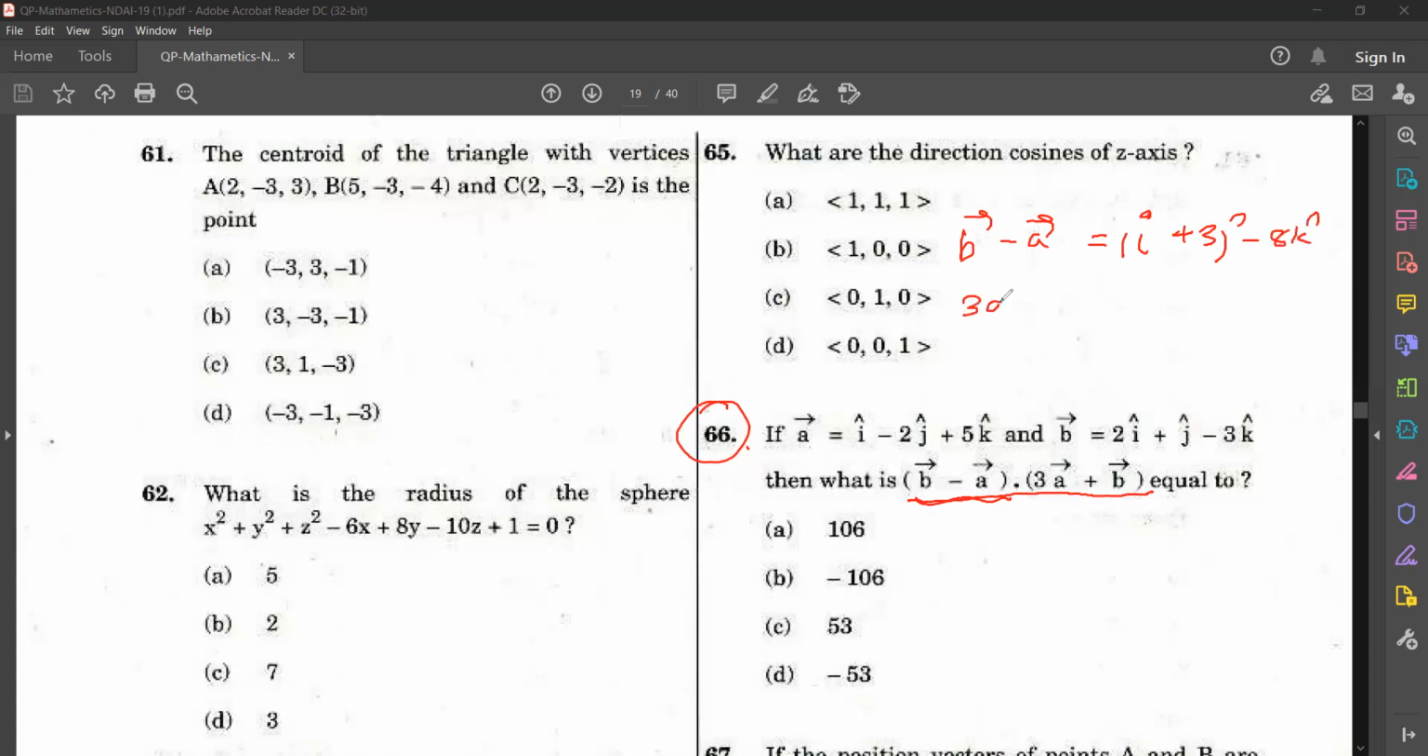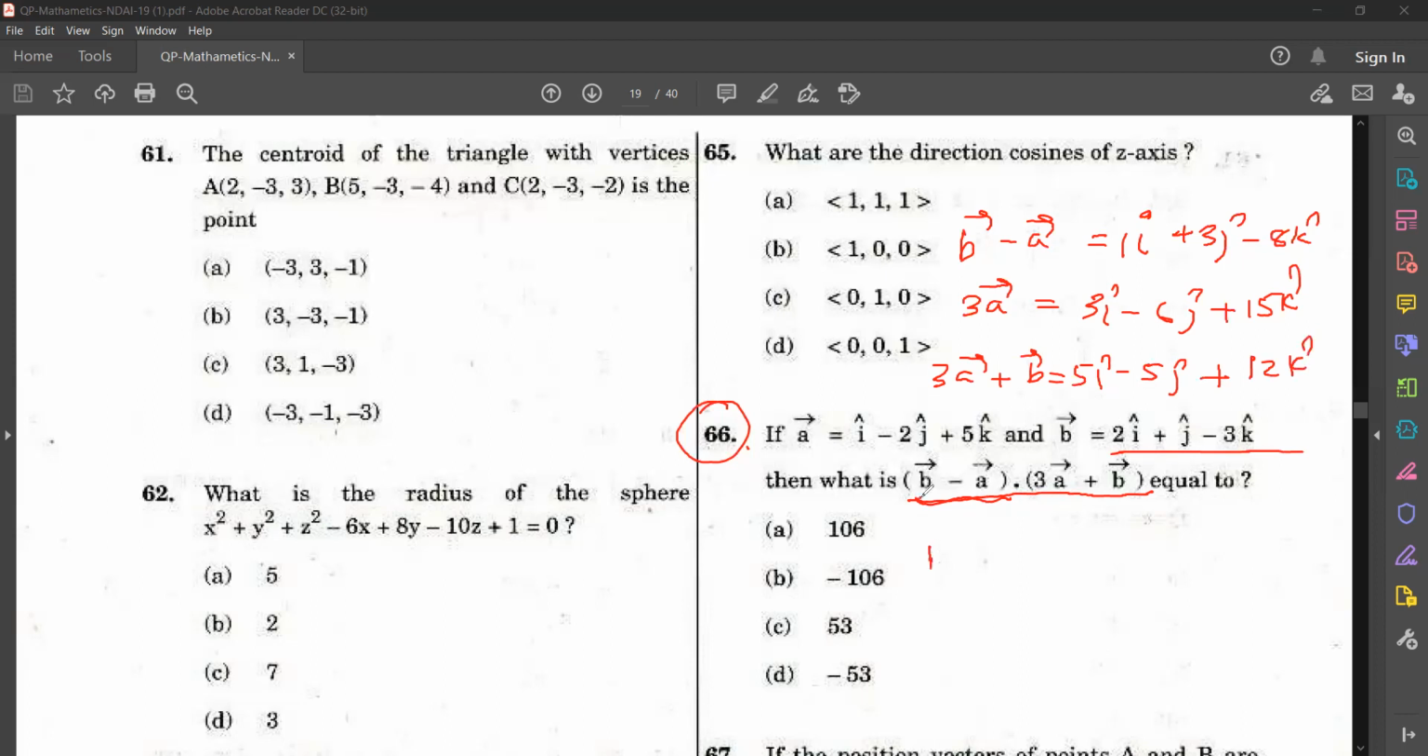Then what is 3A plus B? So first find 3A. 3A means 3 into this A vector. That is 3 I cap minus 6 j cap plus 15 k cap. Then 3A plus B vector. 3A is this one plus B, that is 5 I cap, minus 6 plus 1, that is minus 5 J cap. Then 15 minus 3, that is plus 12 K cap.